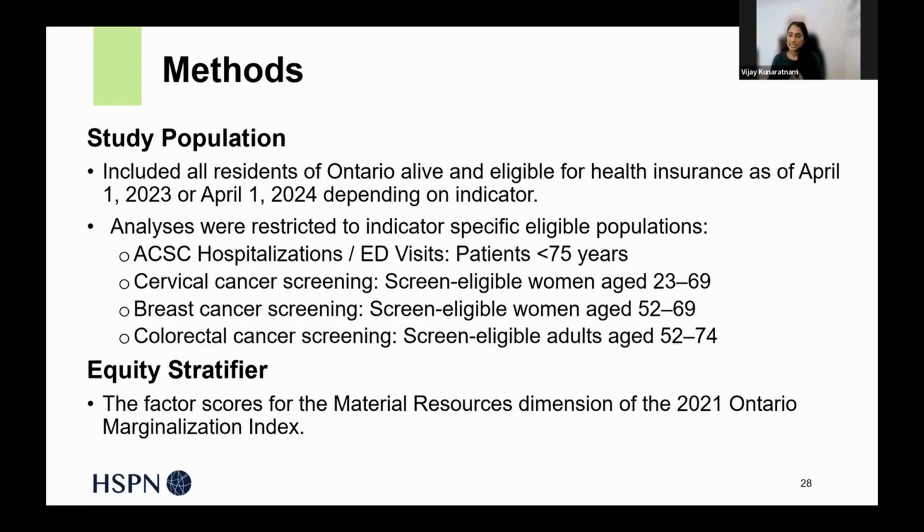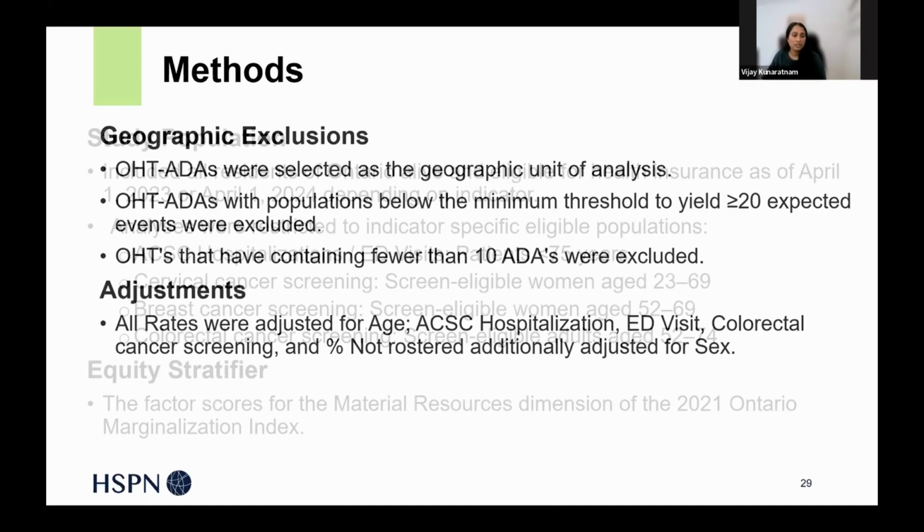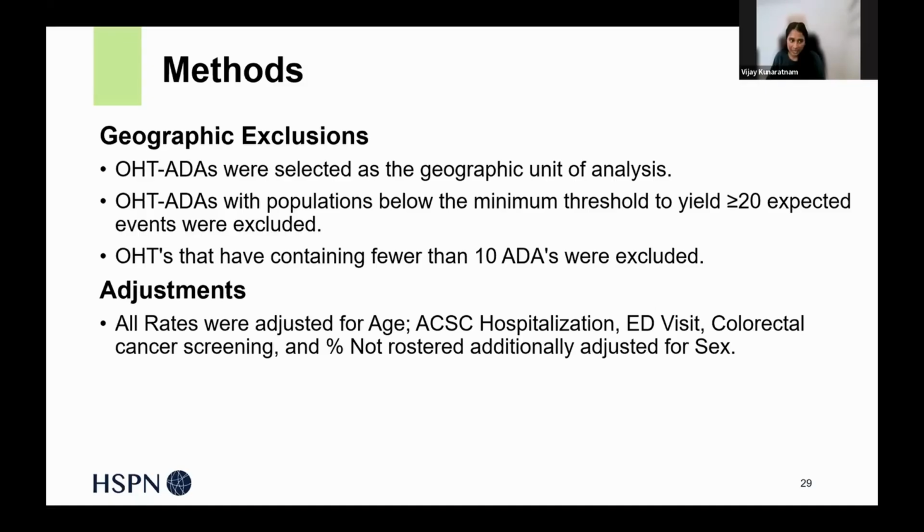So for ACSC hospitalizations and ED visits, analysis was restricted to patients less than 75 years. For the cancer screening, we included screen-eligible patients within a certain age group. In terms of our equity stratifier, we used the factor scores for the material resources dimension of the 2021 ON-Marg index. In terms of our geographic unit of analysis, we did use the aggregated dissemination area, just because it's a little bit of a higher level.